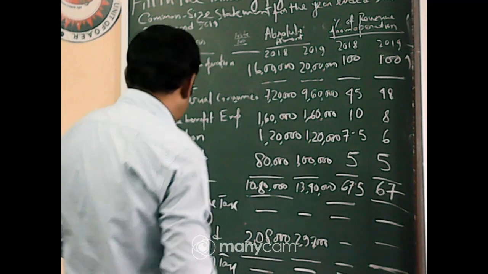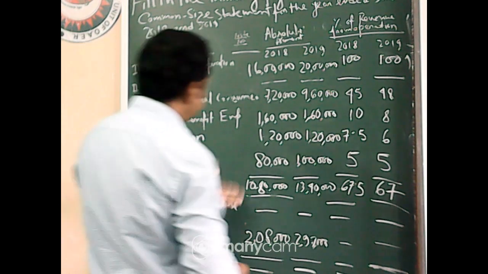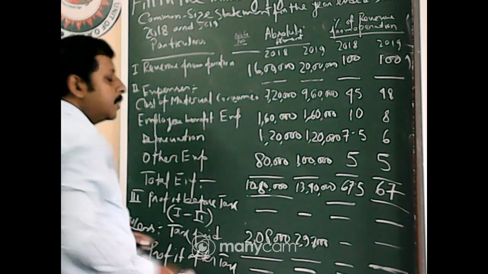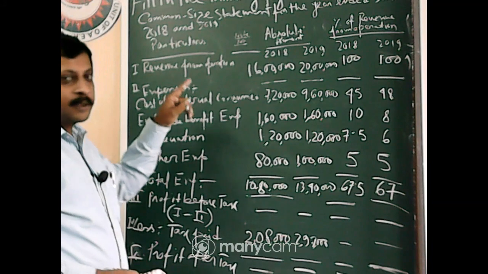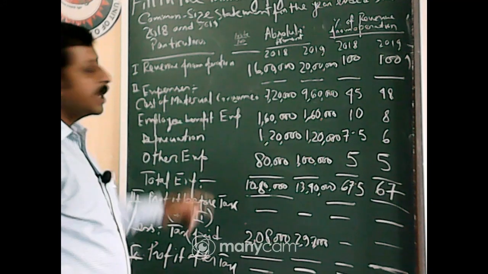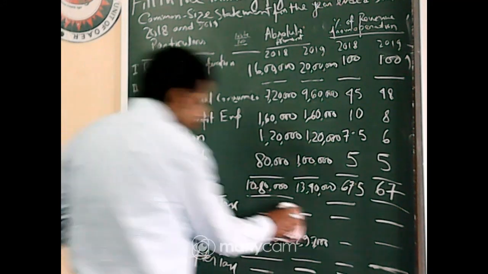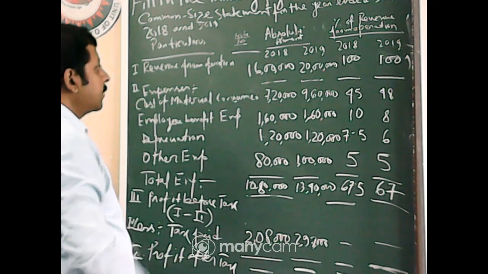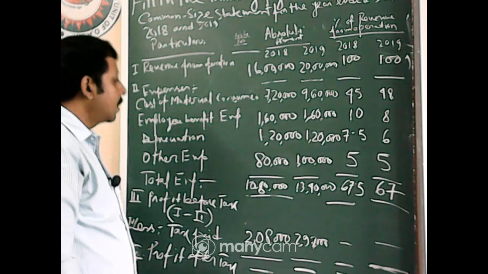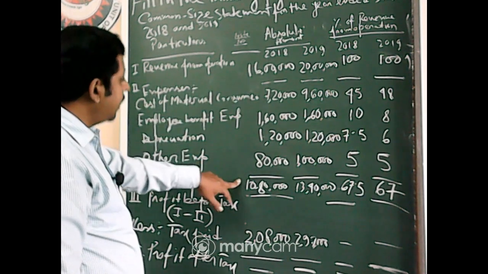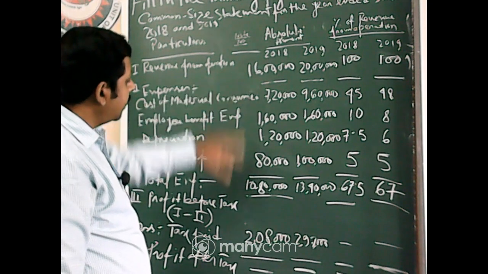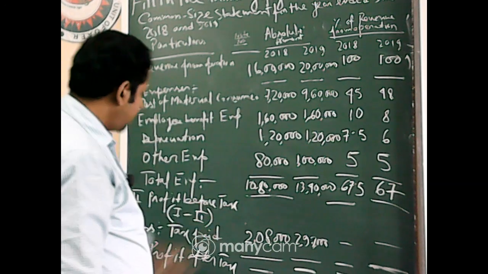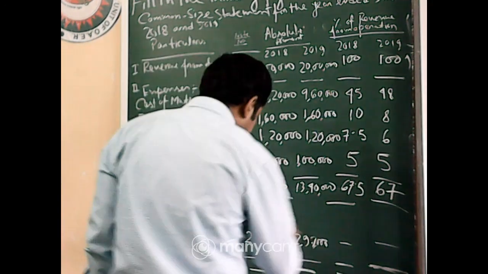Okay. Now profit before tax. Now you can easily calculate profit before tax, because we have already revealed revenue from operation, that is our total income, and our total expenses also. So 16 lakh minus 10 lakh 80,000. What will come? That will be 5 lakh 20,000.